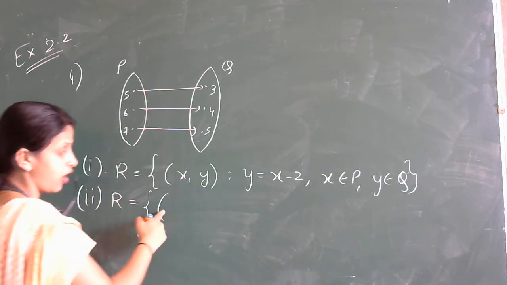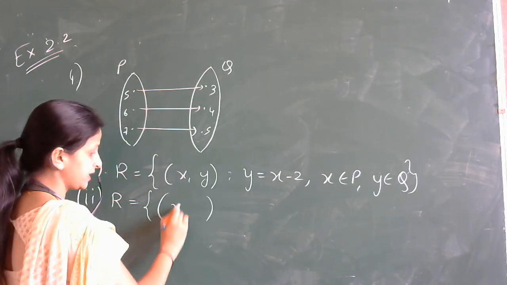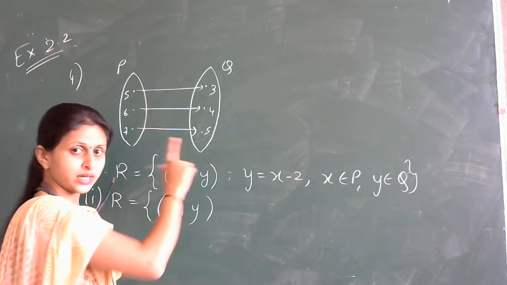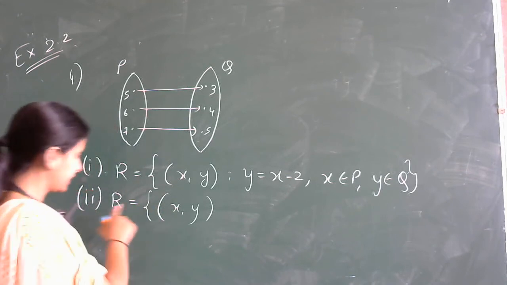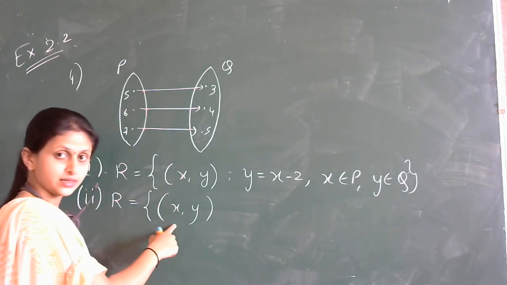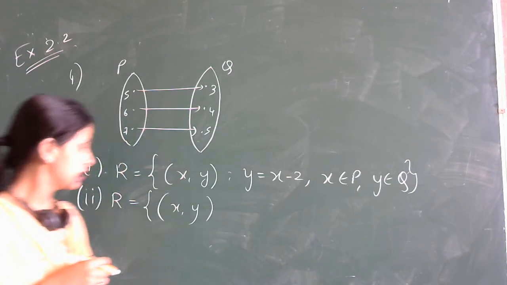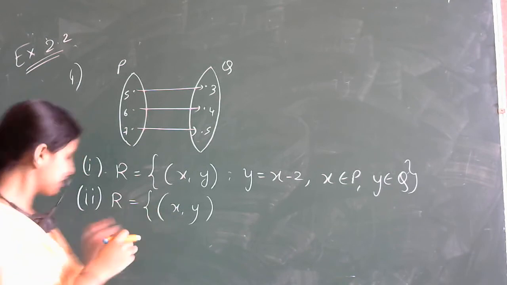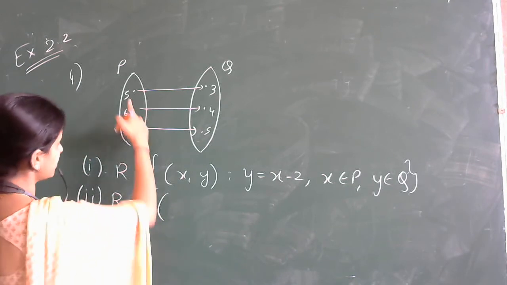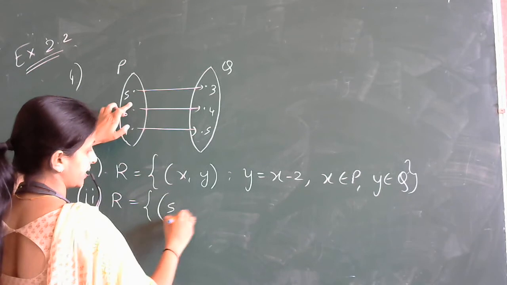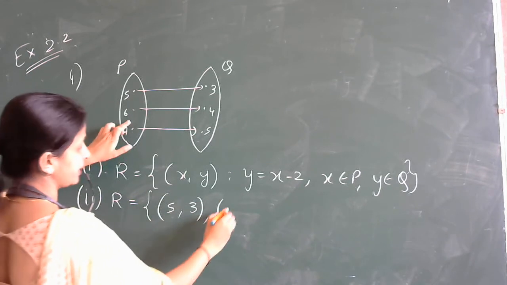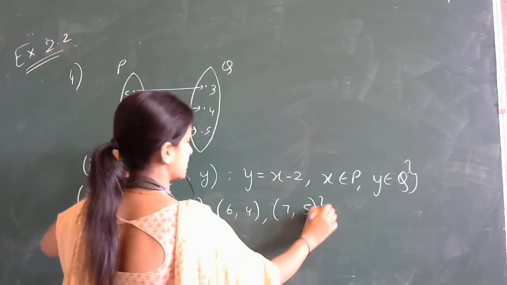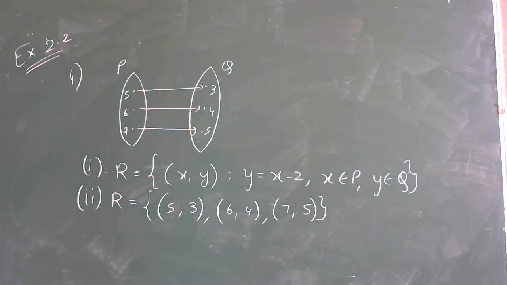I told you, you will be having ordered pairs in roster form. The first element will belong to the first set and the second element will belong to the second set. And moreover, in the relation, if we have ordered pairs, it has a meaning, I told you, right? What is its meaning? y is the image of x. Right, students? So how will we write it? Here you can observe, image of 5 is 3. So I will write it like this. Next, image of 6 is 4. Image of 7 is 5. So this we can write in roster form.